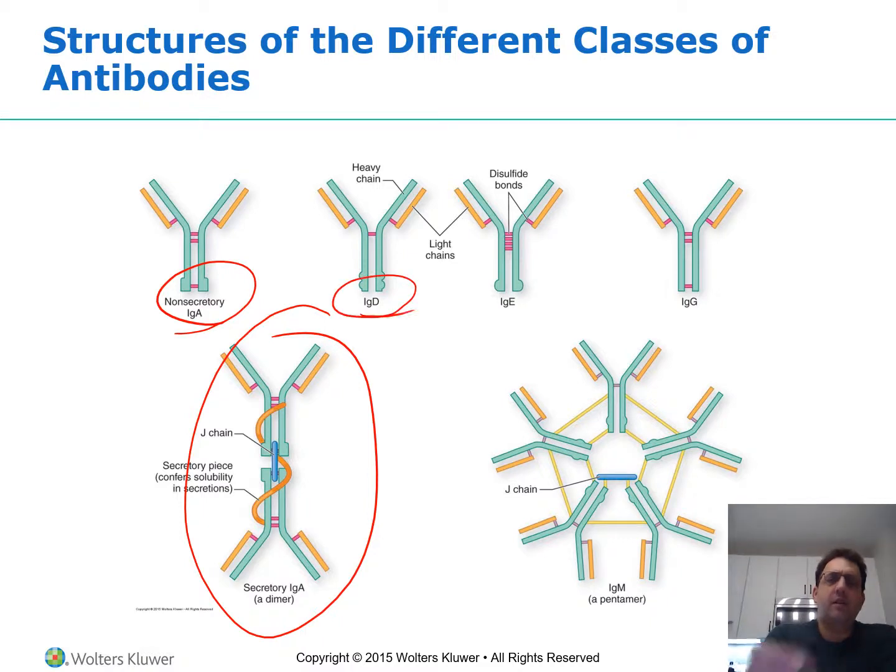IgD antibodies. These are usually attached to a B cell and most likely help to trigger immune responses. IgE antibodies, these are the ones that are going to drive allergic responses. IgG antibodies, these are the ones that pass through the placenta. They are also the ones your body will make once it has developed immunity to something. So this is the antibody that you will see in large numbers in secondary and later infections.